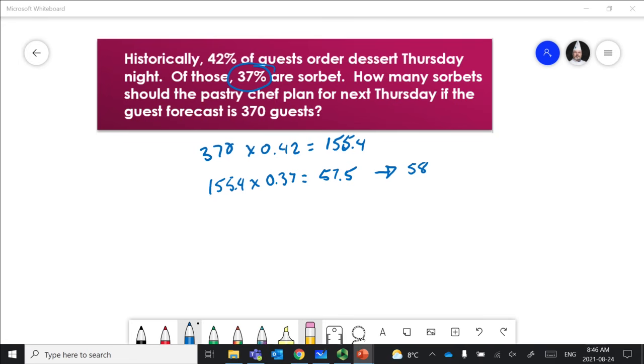Okay, I'm going to always over prep a little bit more. Now the chef may want to add a little bit extra as a buffer, but we're going to talk about that in the next video. So, very important to understand, by looking at our historical data of what we've sold and how many people came in, we can gauge how much we think people are going to order going forward based on the percentages of what we've sold in the past.